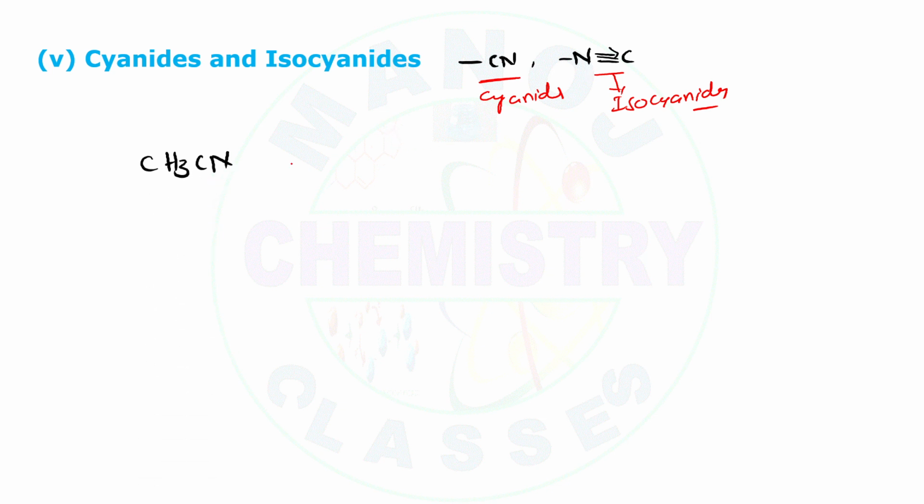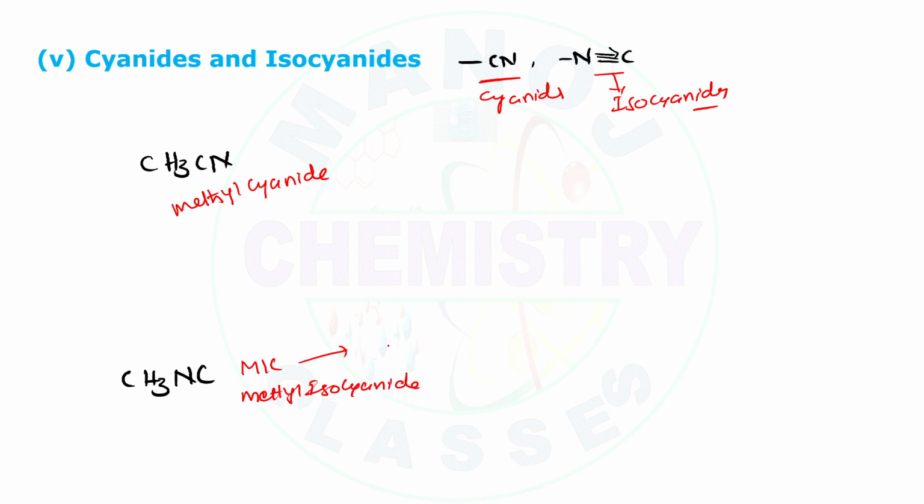The simplest example is CH3CN. This one is known as methyl cyanide. Whereas the next simple example is CH3NC, which is known as methyl isocyanide, MIC. This is also the poisonous gas which exploded in the Bhopal gas tragedy. Clear? So these are the simple examples of cyanides and isocyanides. Cyanides are functional isomers with isocyanides.